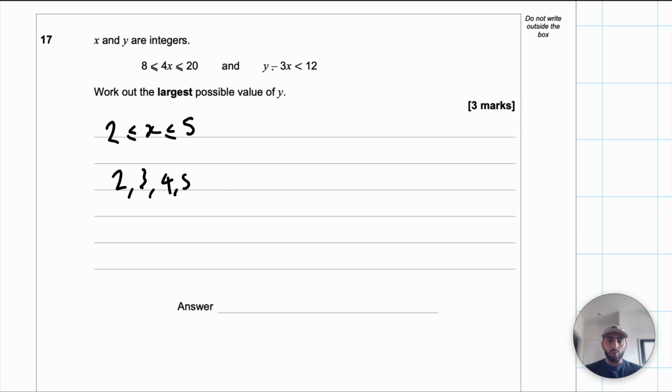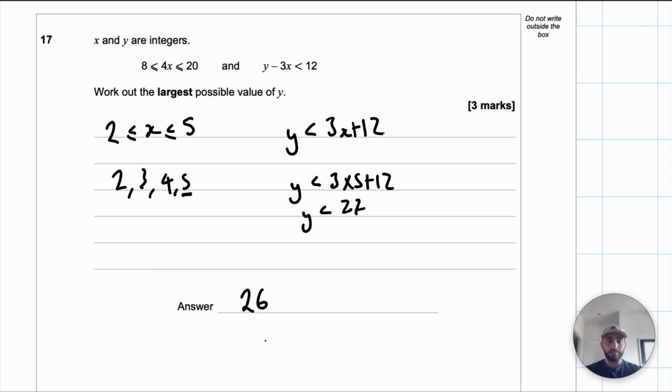For this one, we've got y minus 3x is less than 12. I'm going to rearrange this so I've got y on its own. Because I'm trying to get y on its own, I need to add 3x to both sides. So y is less than 3x plus 12. Because we're trying to find the maximum value of y, I'm going to use the largest value for x. That could be 5. So y is less than 3 times 5 plus 12. 3 times 5 is 15, 15 plus 12 is 27. So y is less than 27. The largest possible value it could be would be 1 less than that, which would be 26.